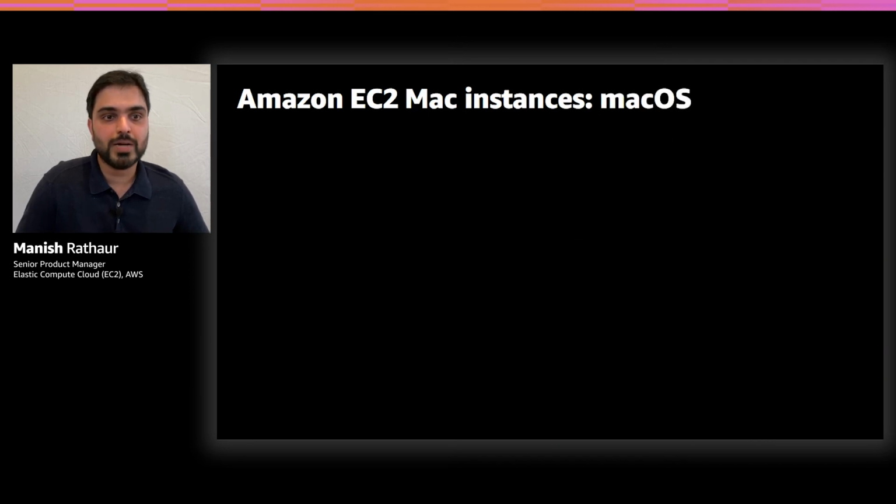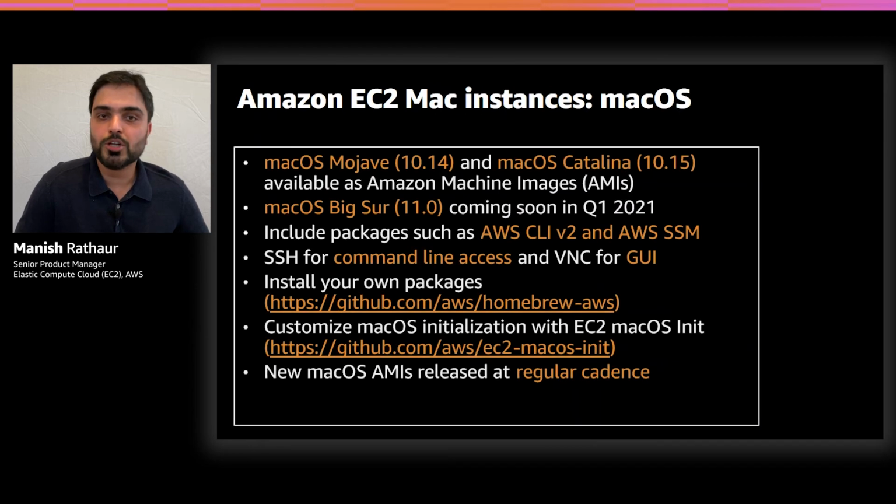Now let's move on to macOS and the guest experience on Mac instances. We have launched Mac instances with support for macOS Mojave and Catalina as EC2 vended Amazon Machine Images, or AMIs. Just like other EC2 instances, you can launch a Mac instance with an EC2 provided AMI, install the requisite developer tooling, say Xcode and Jenkins, and create a derivative AMI for your subsequent use. We are also actively working on releasing the official macOS Big Sur AMI, and it's coming soon in 2021.